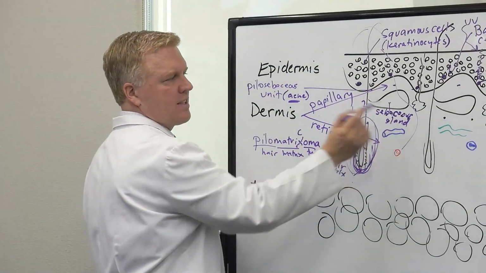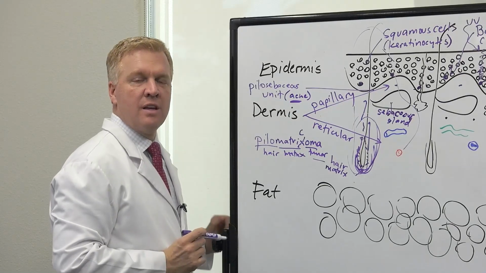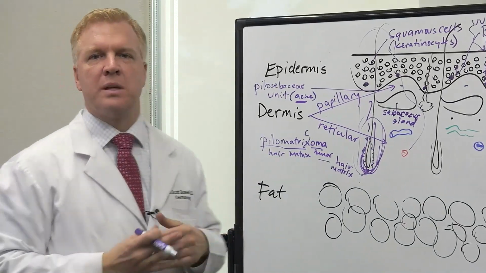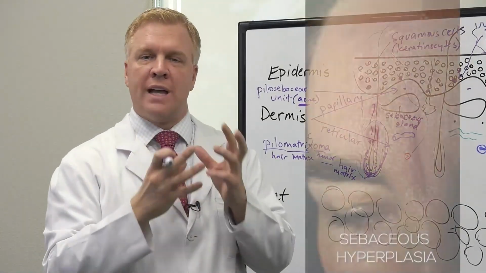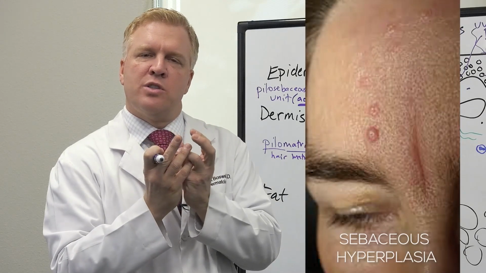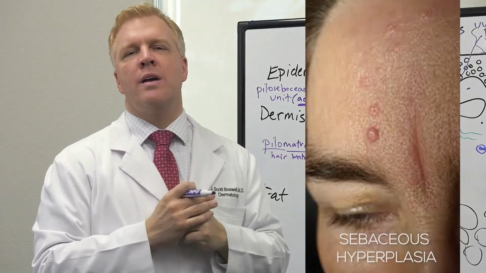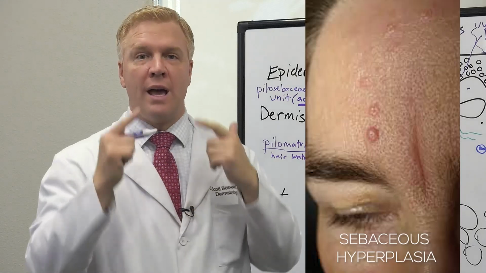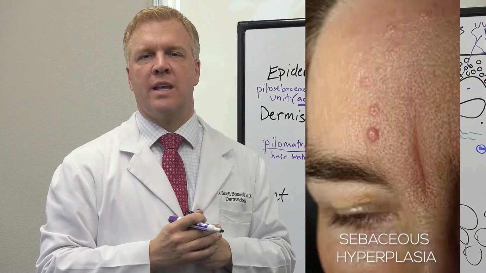There are several diseases that involve the sebaceous glands. Sebaceous hyperplasia is a benign overgrowth of these oil glands that turn into these sort of pilosebaceous tumors. Very common little yellowish papules on the forehead and medial cheeks of the middle-aged and the elderly.